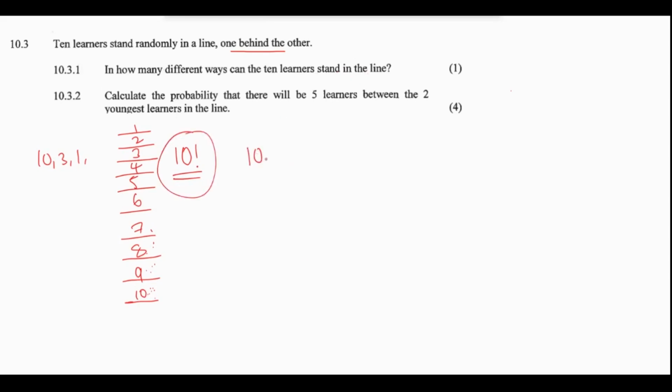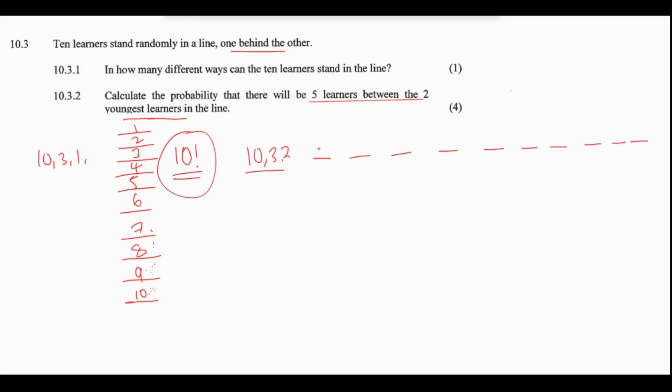Then 10.3.2. Calculate the probability that there will be 5 learners between the 2 youngest learners in the line. Right? There are 2 youngest learners, and then there should be 5 learners between them. So let's look at these different situations. Right? We can have a situation. Let's have these slots. Let's say there are 10 of them. Let me put them like this. We have 1, 2, 3, 4, 5, 6, 7, 8, 9, 10.